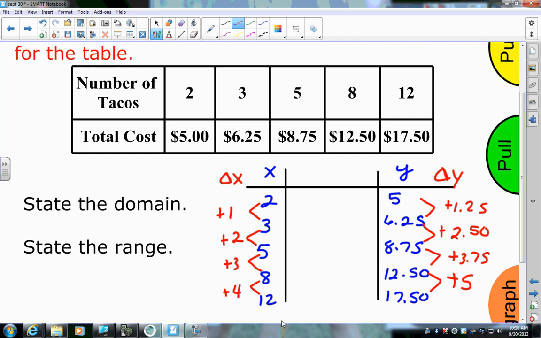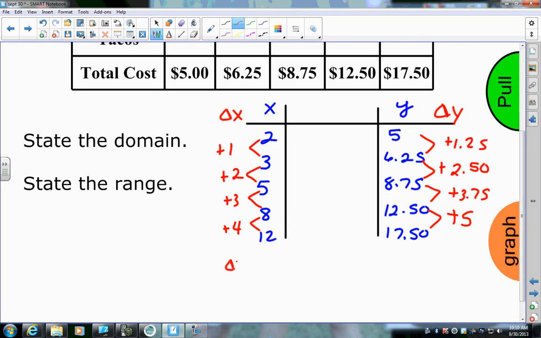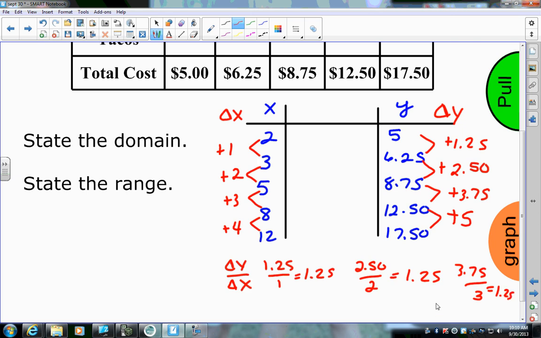Now, you need to make sure that we have a consistent rate of change because we have to figure out if it's linear first. You take delta Y divided by delta X. 1.25 divided by 1 is $1.25. The next one, 2.50 divided by 2, $1.25. 3.75 divided by 3, $1.25. Okay, the rate of change is $1.25. The rate of change goes right here. 1.25 goes first in your table.